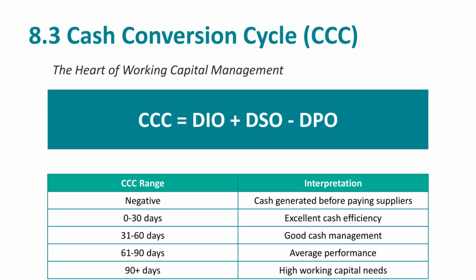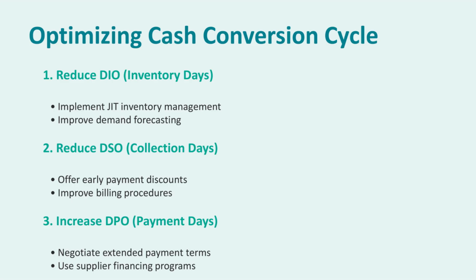A lower CCC means the company is more efficient at generating cash. We optimize the CCC by reducing inventory and collection days and increasing payment days. Techniques include just-in-time inventory management, offering early payment discounts to customers, and negotiating better terms with vendors.